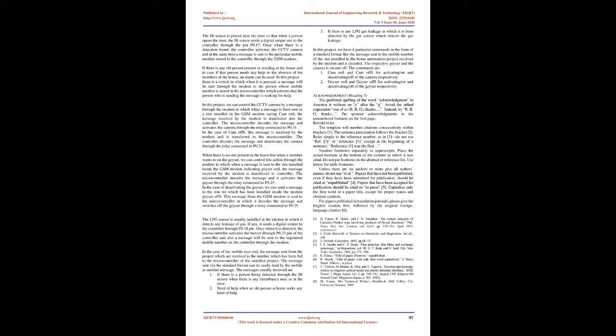In this project, we can control the CCTV camera by a message through the modem. When a message saying "cam on dollar" is sent to a SIM installed in the GSM modem, the message received by the modem is transferred to the controller. The microcontroller decodes the message and activates the camera through the relay connected to P0.31. In the case of "cam off dollar", this message is received by the modem and transferred to the microcontroller. The controller decodes the message and deactivates the camera through the relay connected to P0.31.